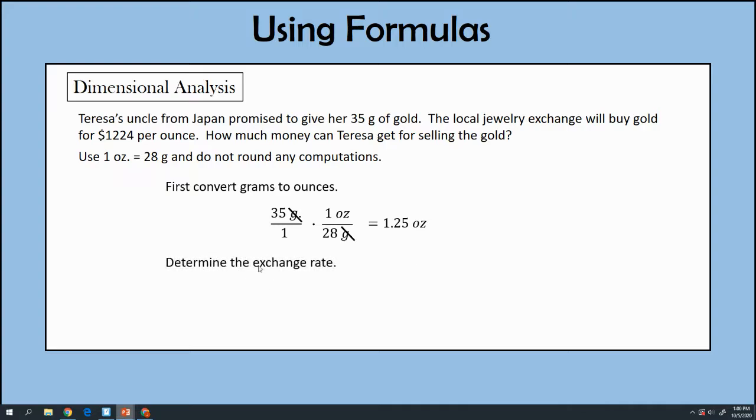Okay, now we want to determine the exchange rate. I'm going to take my 1.25 ounces. They're giving us $1,224 for every ounce. So again, I want dollars over ounces, so my ounces will cancel. Okay, 1.25 ounces over one, times $1,224 over 1 ounce. Ounces cancel, multiply numerators, $1,530 is what she's going to get.